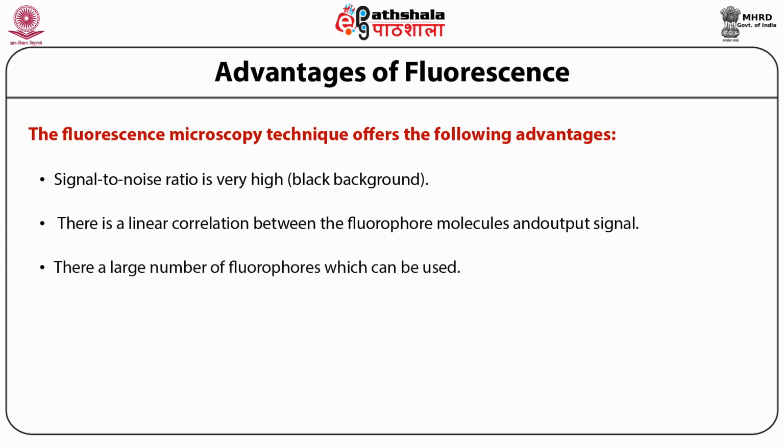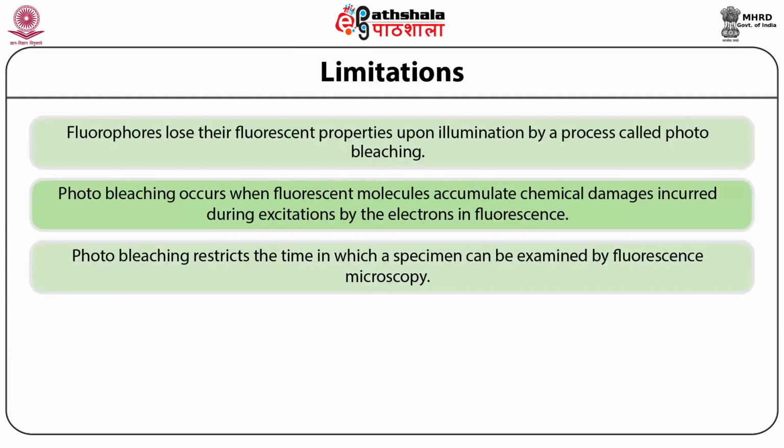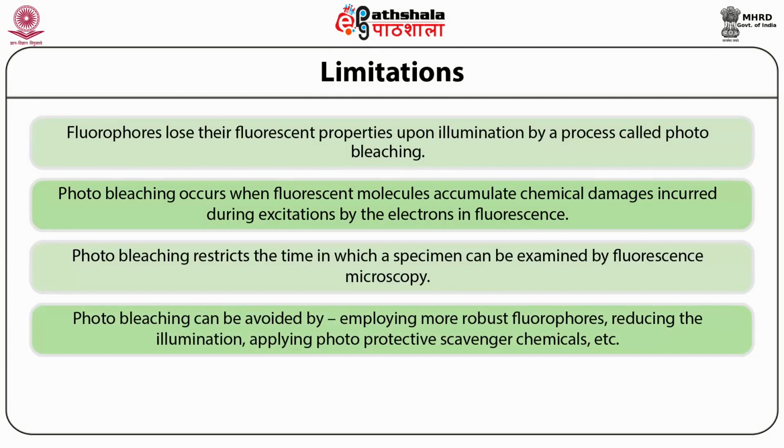Then there are a large number of fluorophores which can be used. Additional parameters such as FLIM and FRET are present. Specimens can be examined by fluorescence microscopy. Photobleaching can be avoided by employing more robust fluorophores, reducing the illumination, or applying photoprotective scavenger chemicals, etc.